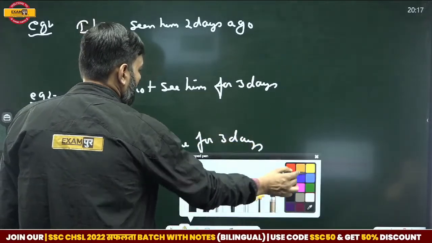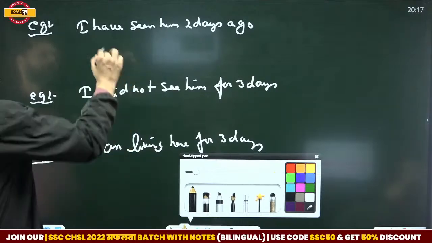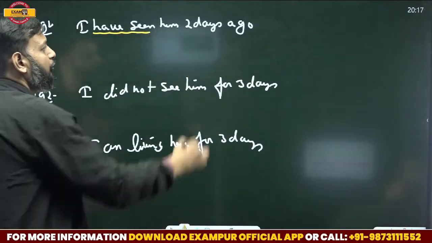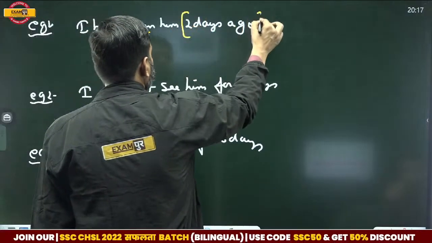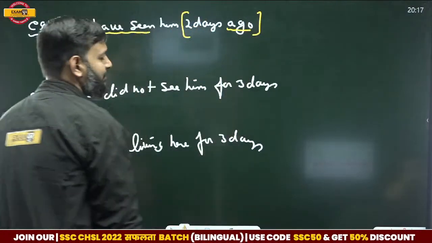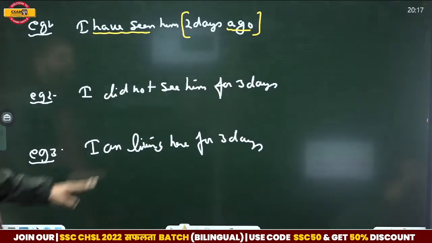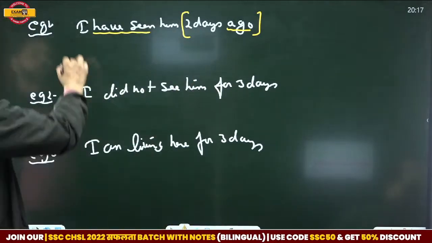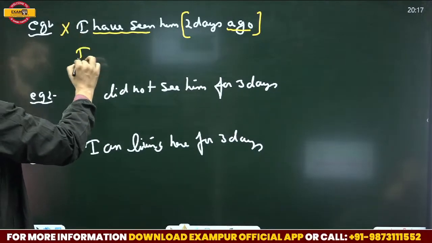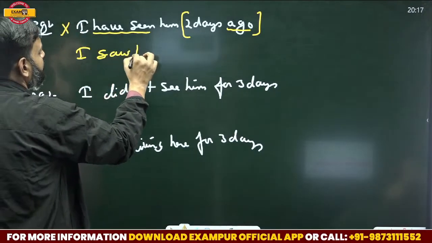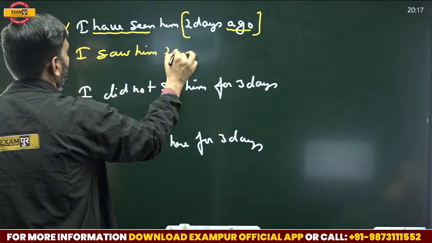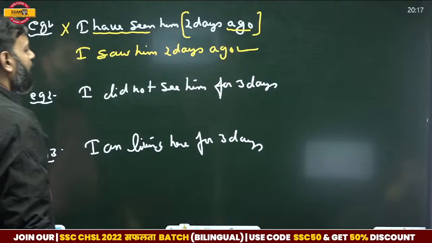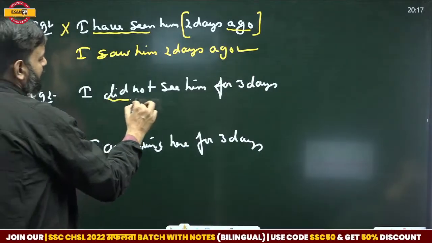Now in first example, this sentence is in present perfect tense, but it is followed by point of time. Ago is point of time, as I told you. So present perfect followed by point of time should be changed into past indefinite. So this sentence is wrong. It should be: I saw him 2 days ago.